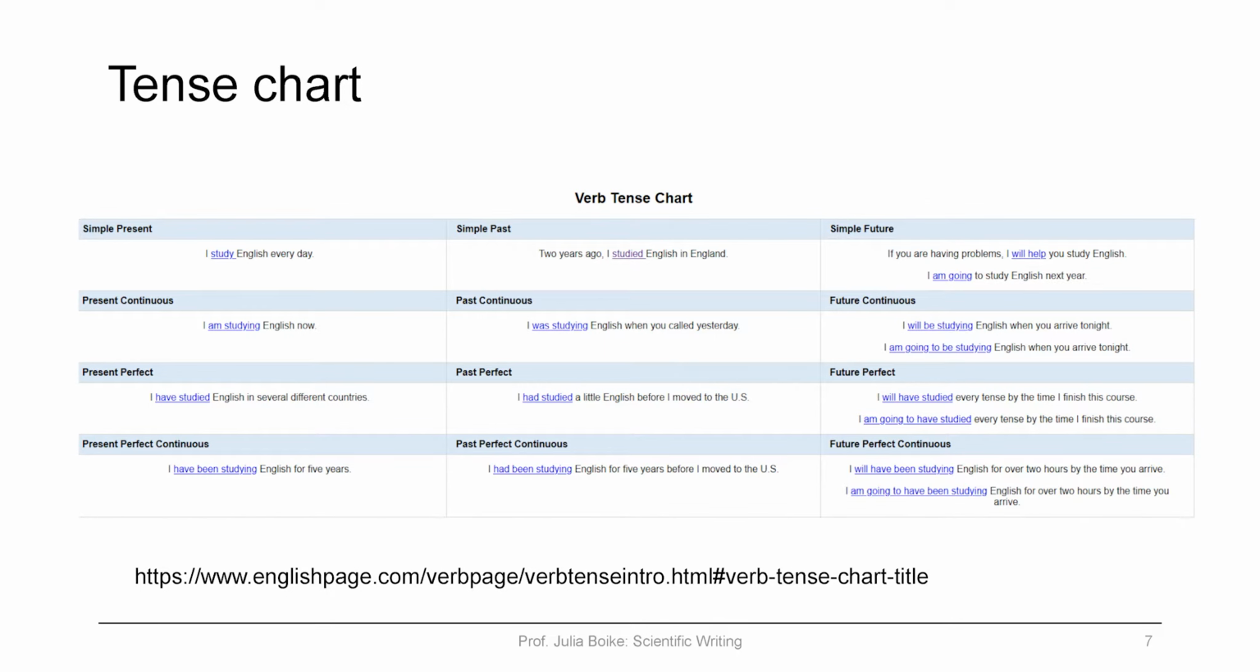Here's a good online library where you can check if your English tense is formulated correctly. This is a tense chart, and you can see all the various tenses in English. For example, simple past, past continuous, past perfect. These are all past, whereas these are all present. You can look at this tense chart to check whether you have made the right choice of tense.